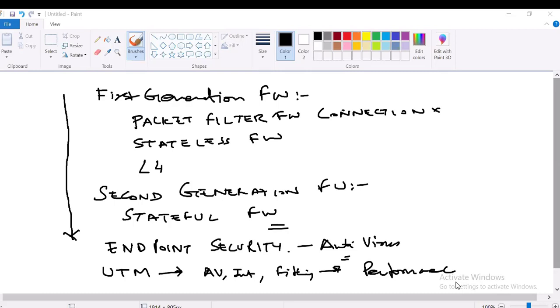Now, you remember web-based attacks easily, well-known ports, these ports were easily attacked. The first port was HTTP port 80.